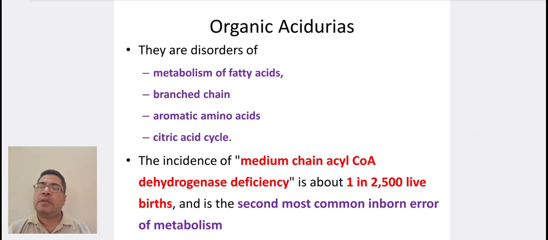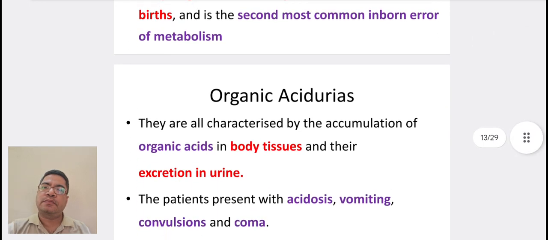Coming to organic acidurias, they are disorders of metabolism of fatty acids, branched chain fatty acids, aromatic amino acids, and the citric acid cycle. The incidence of medium chain acyl CoA dehydrogenase deficiency is about 1 in 2500 live births and it is the second most common inborn error of metabolism.